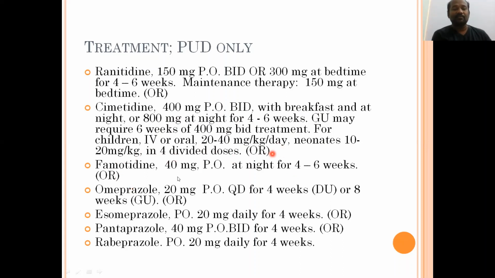So other alternatives are famotidine 40 mg oral at night for 4 to 6 weeks. Omeprazole 20 mg oral 4 times a day for 4 weeks for duodenal ulcer, for 8 weeks for gastric ulcer. Esomeprazole orally 20 mg daily for 4 weeks, or pantoprazole 40 mg orally twice a day for 4 weeks, or rabeprazole orally 20 mg daily for 4 weeks.